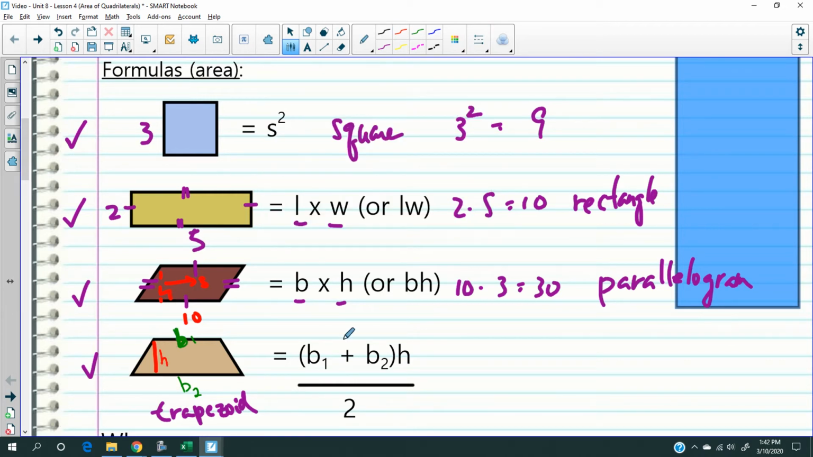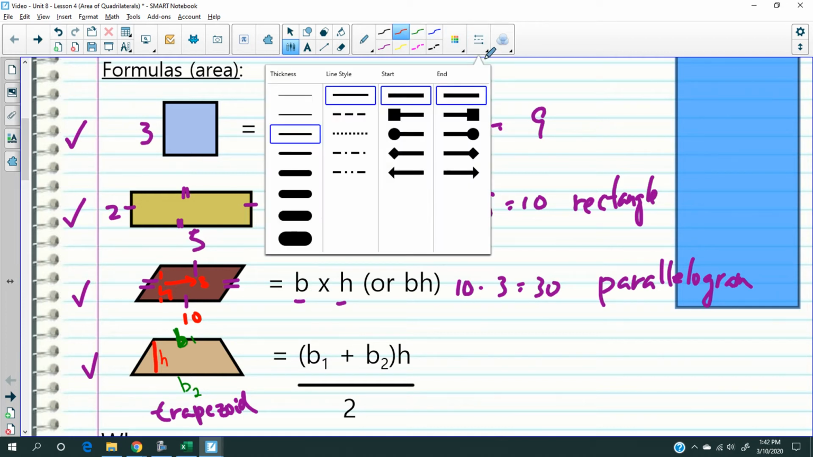That's the height. And then this is divided by 2. Okay, so what am I trying to say? In other words, to find the area of a trapezoid, you have to add the bases together. So I'll give you an example. Let's use a numeric example.